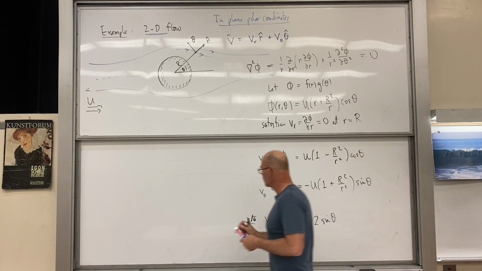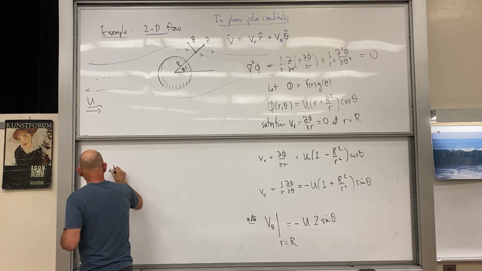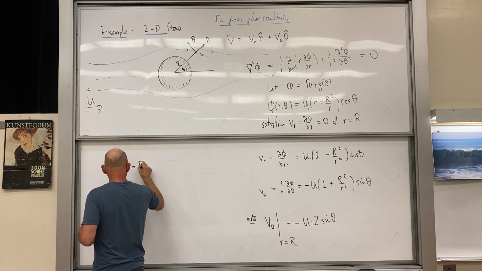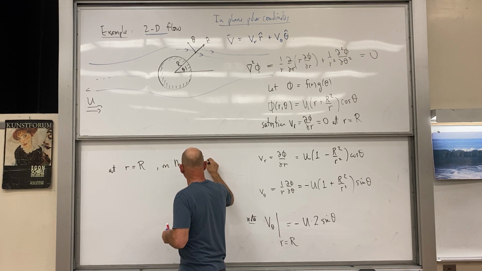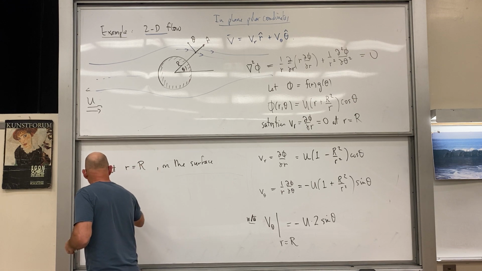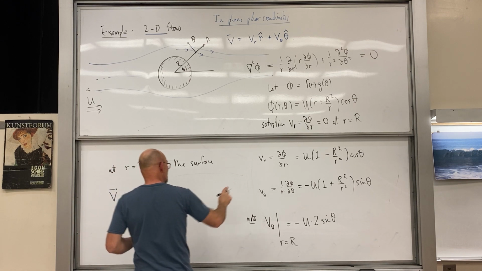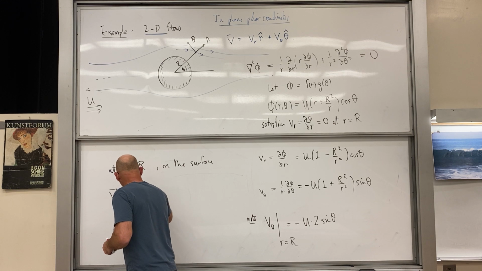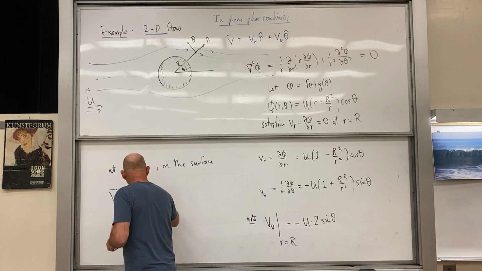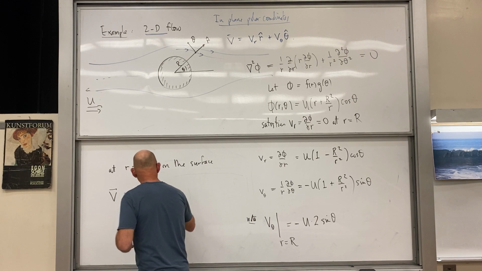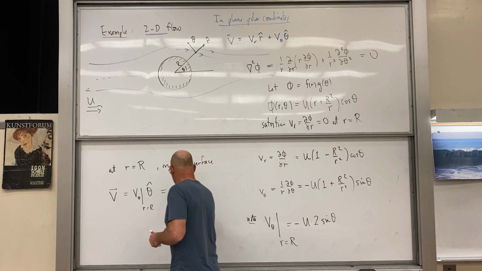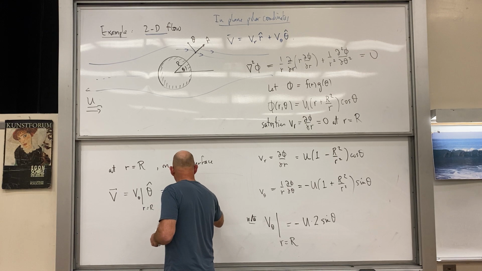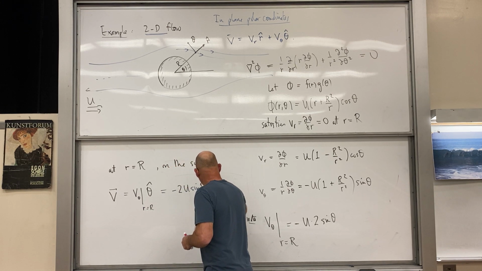Yeah. So V sub, on the surface, right? On the fixed surface there, V itself, V sub r is 0, so it's just going to be V sub theta, r equals r times theta hat. So let's see what we got here. We got minus 2u sine theta theta hat.